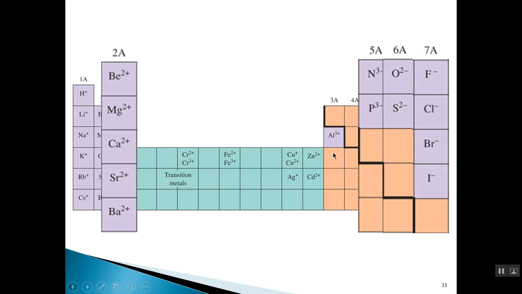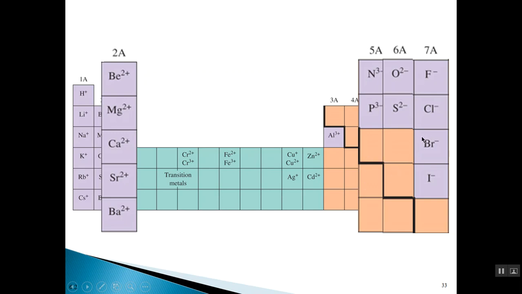Now, when it comes to elements in groups 5A, 6A, and 7A, you can determine the charge of the anions formed from these elements by taking their group numbers and subtracting 8. Therefore, nitrogen and phosphorus tend to form ions with a -3 charge, because 5 minus 8 gives you -3. Elements in group 6 tend to form anions with a -2 charge, and that comes about as a result of 6 minus 8, giving you -2.